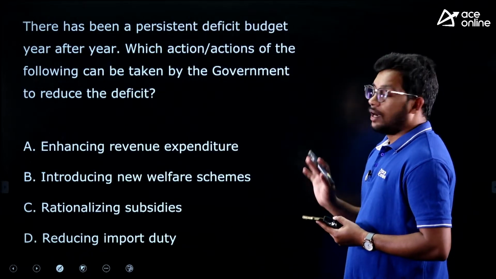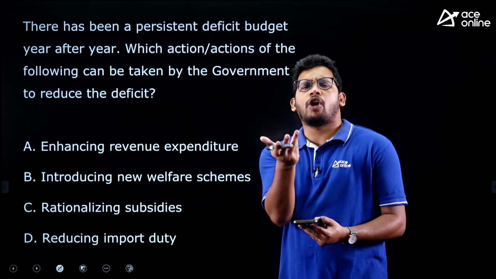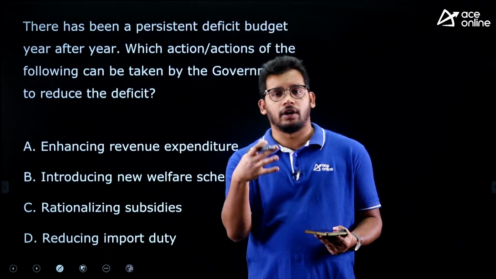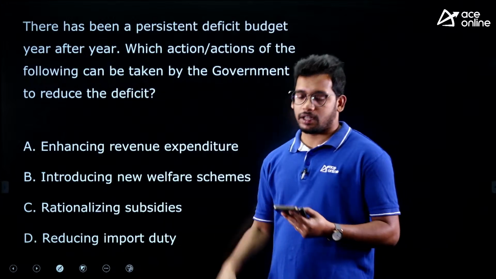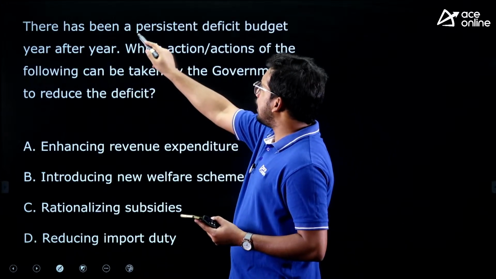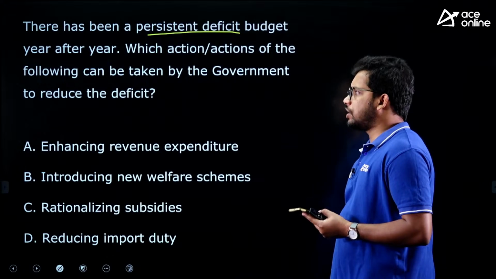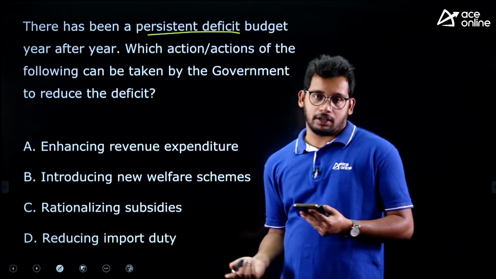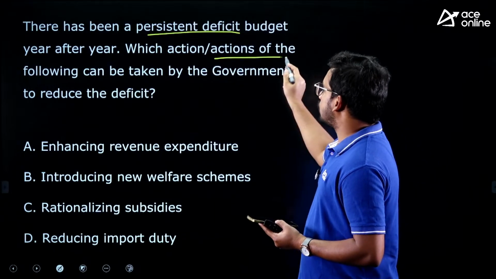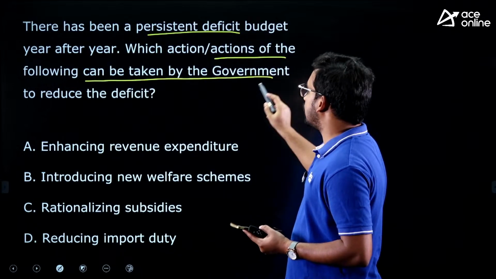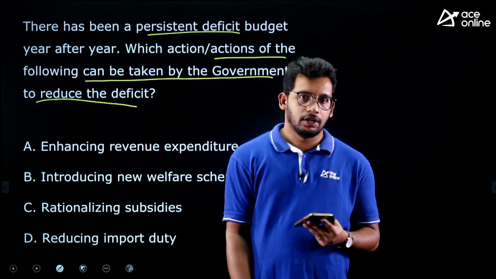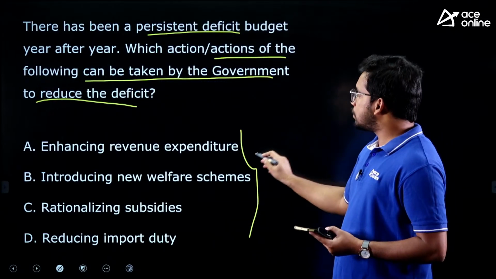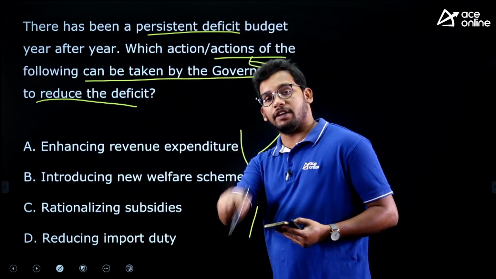Next question. This is an application based question, but very common sense. You don't need to worry about knowing economics. You can take your own daily life as an example and answer this question. There is a persistent deficit budget year after year. That means the government is taking a lot of debt every year, right? Which of the following actions can be taken by the government to reduce the deficit? There are 4 measures given in the question. Which measure should the government take to reduce their deficit?